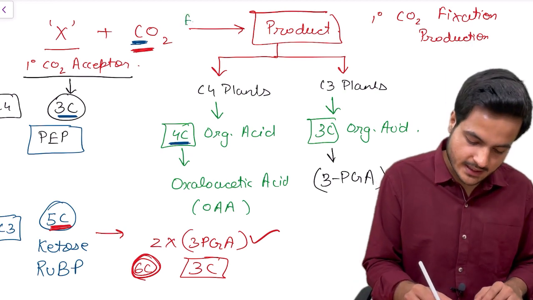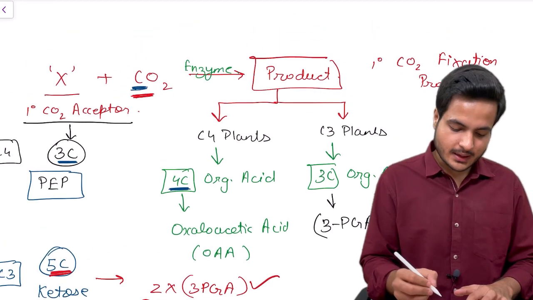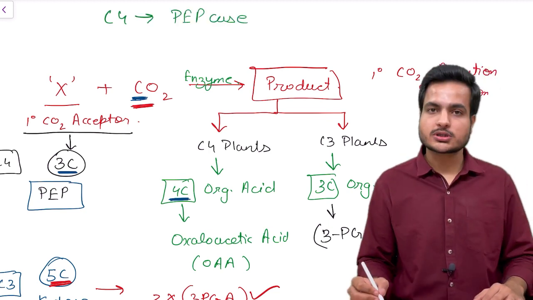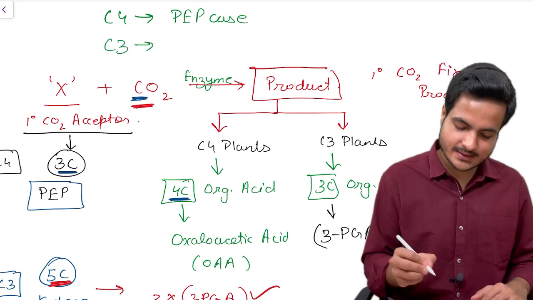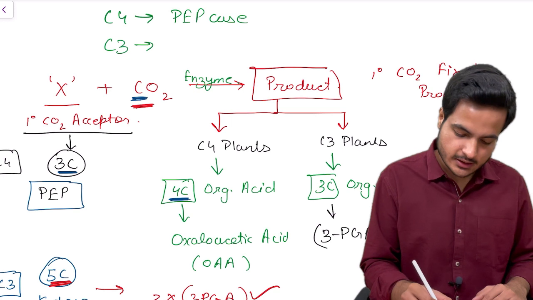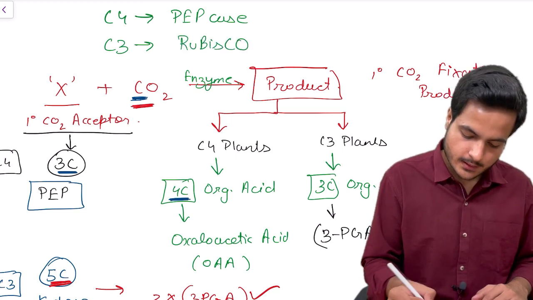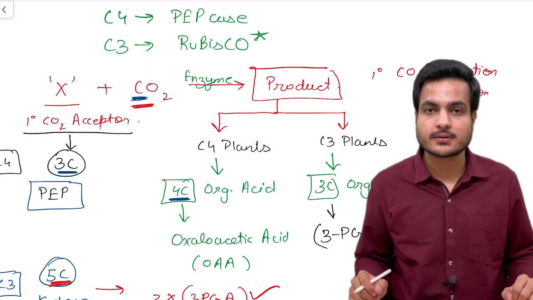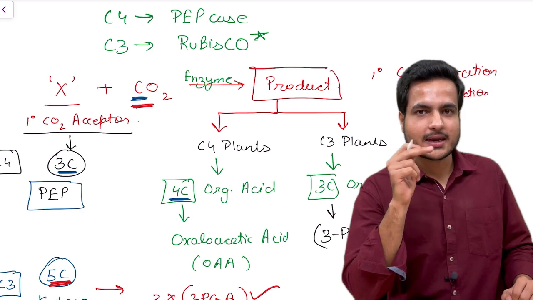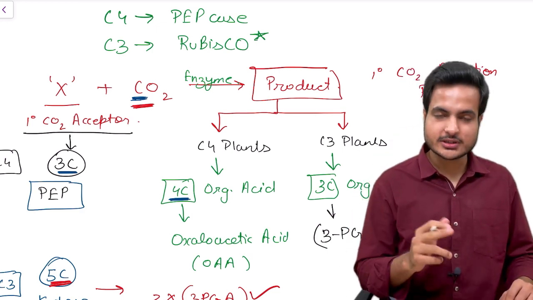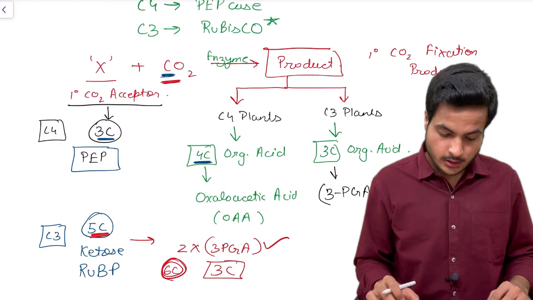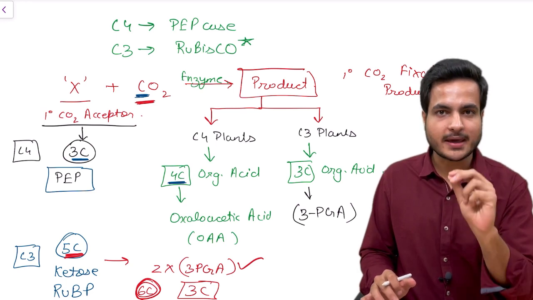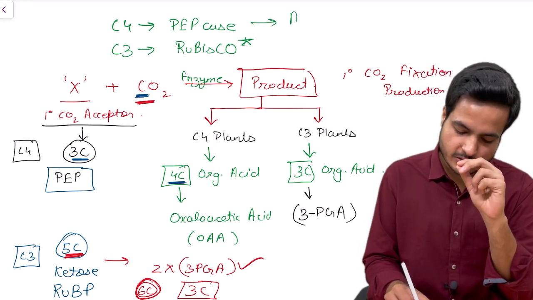Here we need an enzyme. In C4 plants, this enzyme is called PEPcase or phosphoenol pyruvate carboxylase, and in C3 plants, the enzyme used for fixation of carbon dioxide is called RuBisCO, and this is the most abundant protein present in the entire biosphere. And what is the most abundant protein found in the animal world? The answer is collagen. These two questions are from the biomolecules chapter. So you need to pay attention to the enzyme required for carbon dioxide fixation. In C4 plants, it is PEPcase enzyme. It is present in the mesophyll cells.